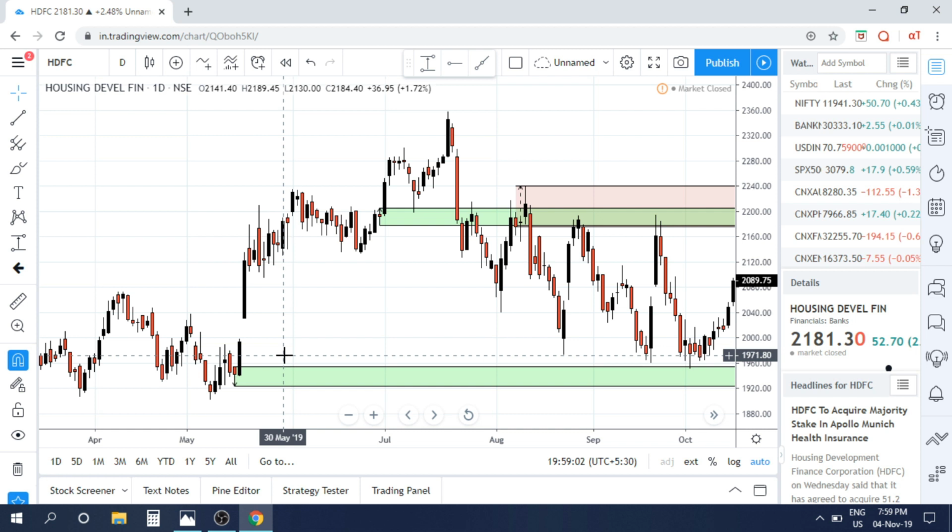So for now, just stick to the first 3 points as in the beginner series, and I'll come up with that particular video which talks about what the additional important factors are, like the location of the zone in terms of the higher time frames, then the location of the zone in terms of its potency.